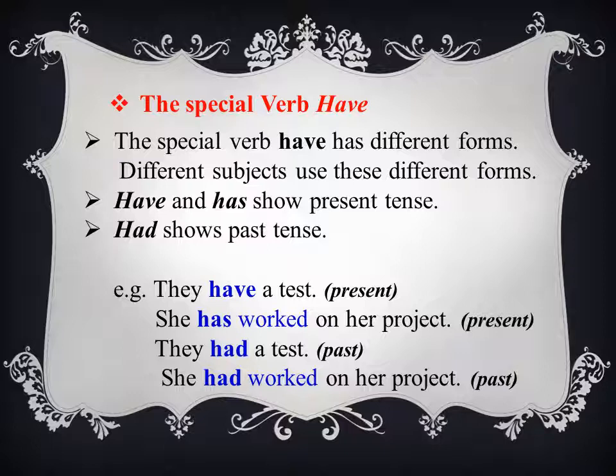Example, they have a test. Or she has worked on her project. These two sentences show the present tense. They had a test. She had worked on her project. And these two sentences show the past tense.